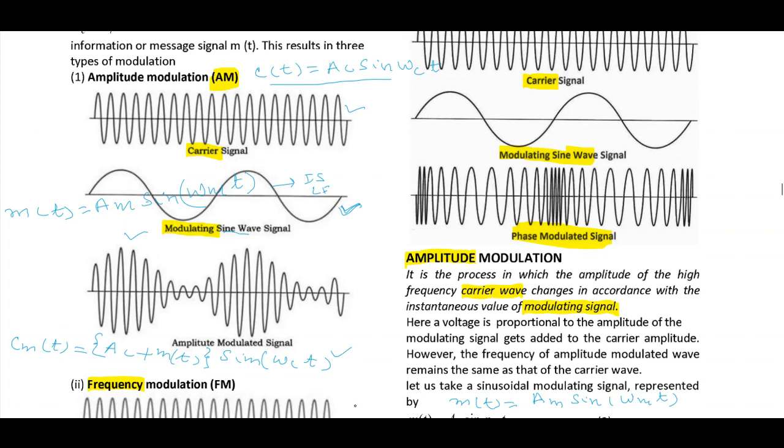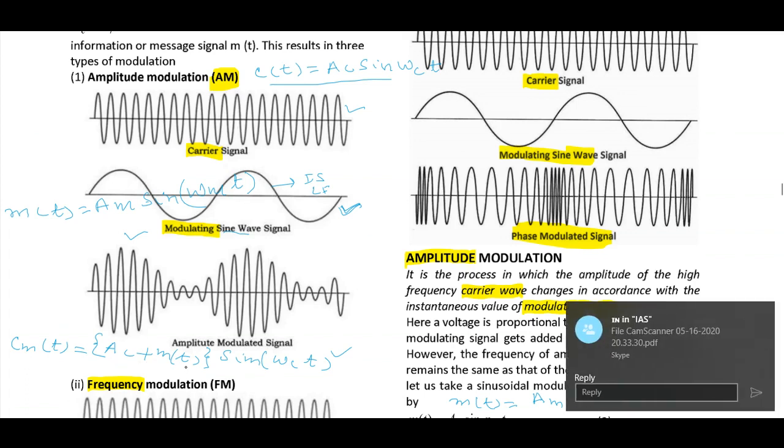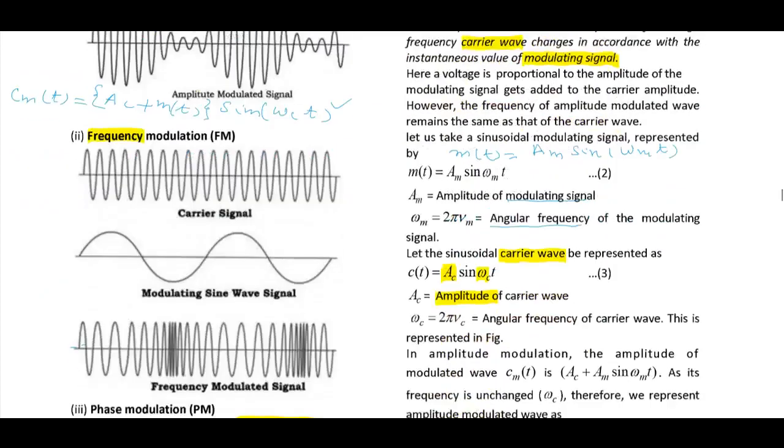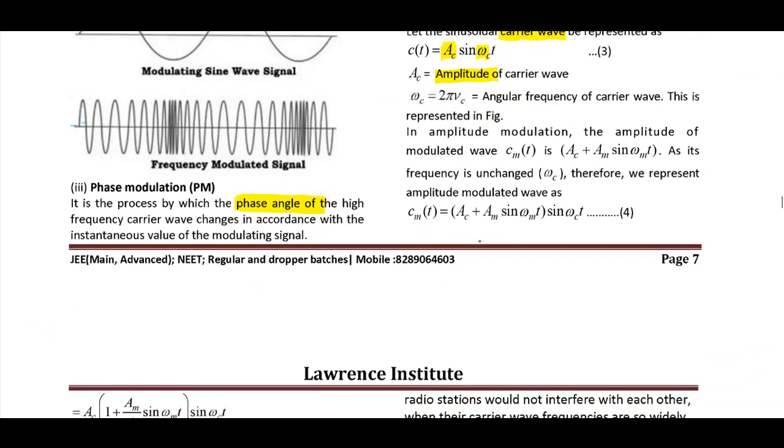Again, this equation and this equation. Here the amplitude was AC. Now the amplitude is AC plus M(t). And the rest remains the same. Note it down: this is sine omega Ct. Here it is M(t); just assume it has to be M(t). So this is what we got here.